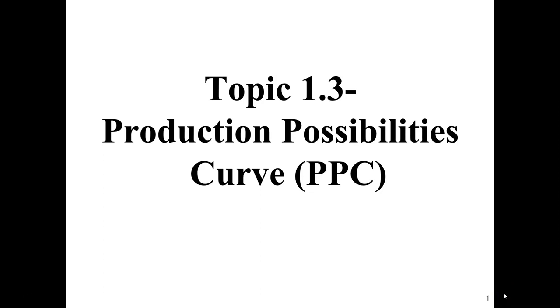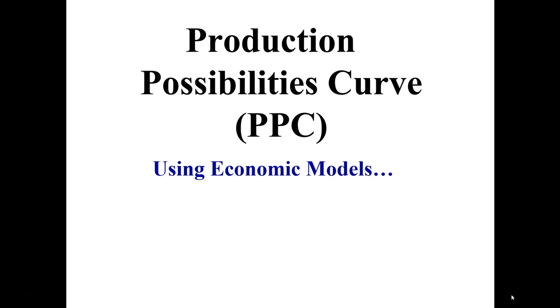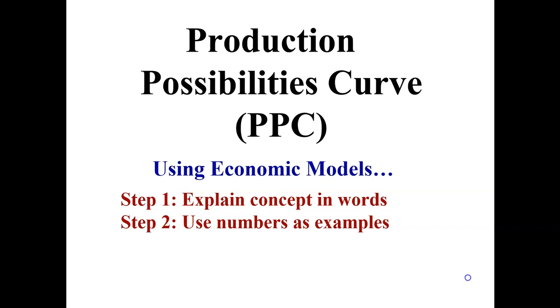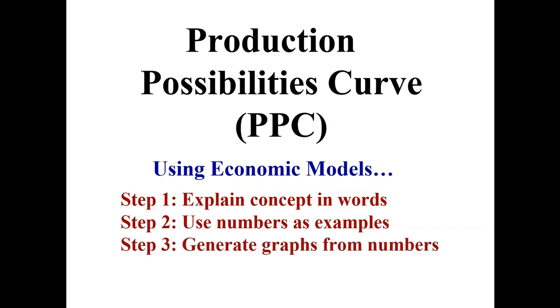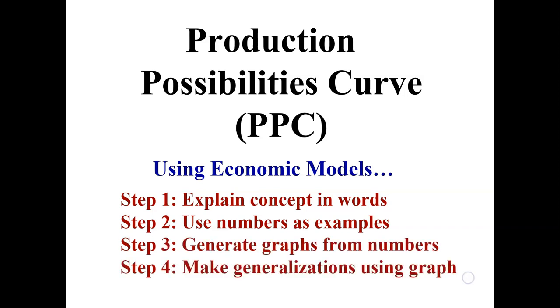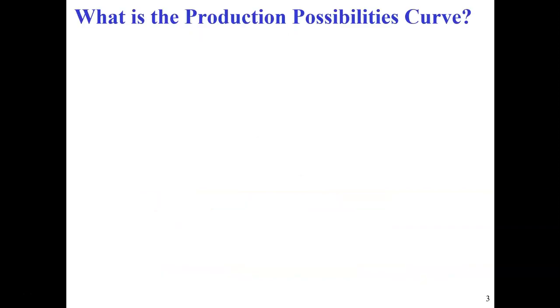The production possibility curve, or the PPC, is the topic of this lecture. The production possibility curve is the first economic model that we're going to cover. We use these models to explain concepts. We use numbers as examples. We generate graphs from numbers, and then we make generalizations using the graph.